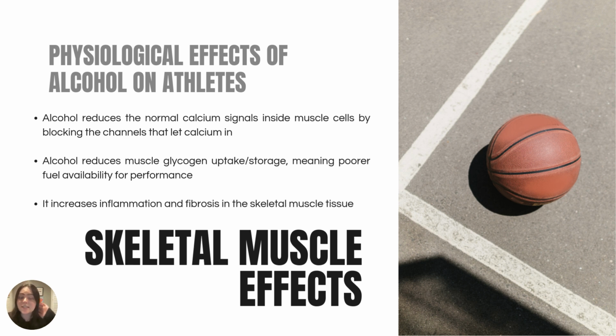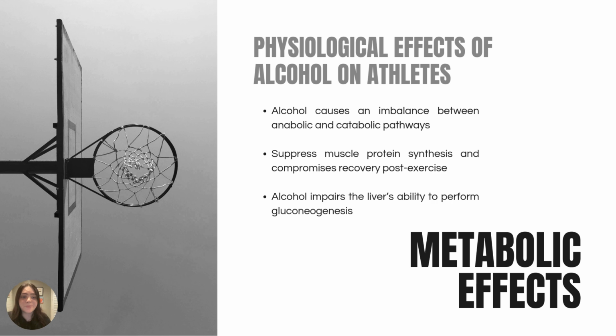The next one is the skeletal muscle effects. Alcohol reduces the normal calcium signals inside muscle cells by blocking the channels that let the calcium in. Because muscles need calcium to contract, this can interfere with how well muscles activate and produce force. Alcohol also reduces muscle glycogen uptake and storage, meaning poorer fuel availability for performance. It also increases inflammation and fibrosis in the skeletal muscle tissue.